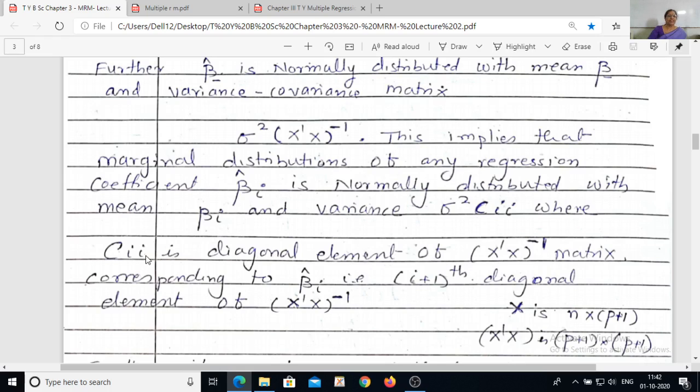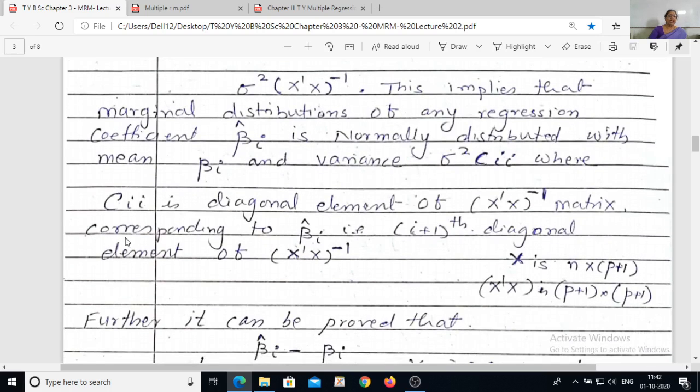So actually it is the (i plus 1)th diagonal element, because the first regression coefficient is beta naught, then beta 1, beta 2, up to beta p, so actually it is p plus 1. Therefore Cii corresponding to beta i is the (i plus 1)th diagonal element of (X'X) inverse, because your X is an n by (p plus 1) matrix, and therefore X'X is a (p plus 1) by (p plus 1) matrix, and therefore (X'X) inverse is also a (p plus 1) by (p plus 1) matrix.